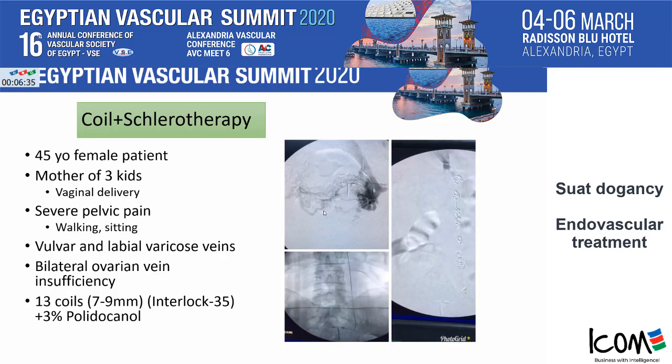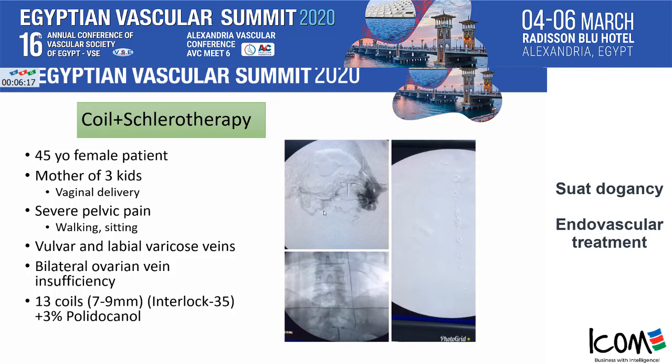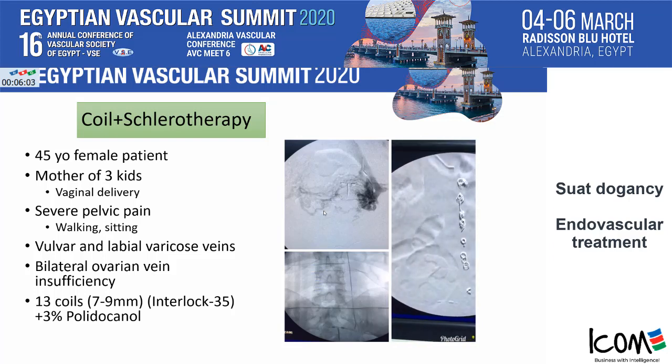Here is one of my patients, a lady of 45 years old, a mother of 3 kids. She came with severe pelvic pain, and she has a bilateral ovarian vein insufficiency. I never do both sides at the same time in my practice, because I always try to treat the most symptomatic side first, and then, according to the patient's symptom relief, I go to the other side. Otherwise, I just leave it like this. For this patient, I treated with coils and foam sclerotherapy.